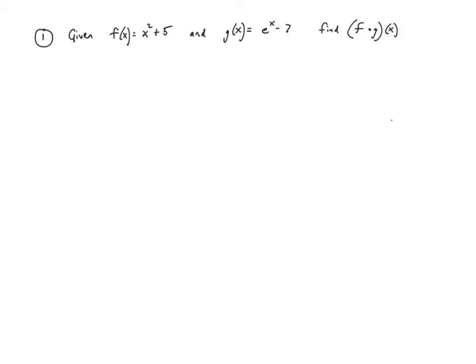Number 1. Given f of x equals x squared plus 5 and g of x equals e to the x minus 7, find f of g of x. Remember that f of g of x is equal to f of g of x. We should always start with the inner function. So we should substitute e to the x minus 7 for g of x. So now into f we should plug in e to the x minus 7.